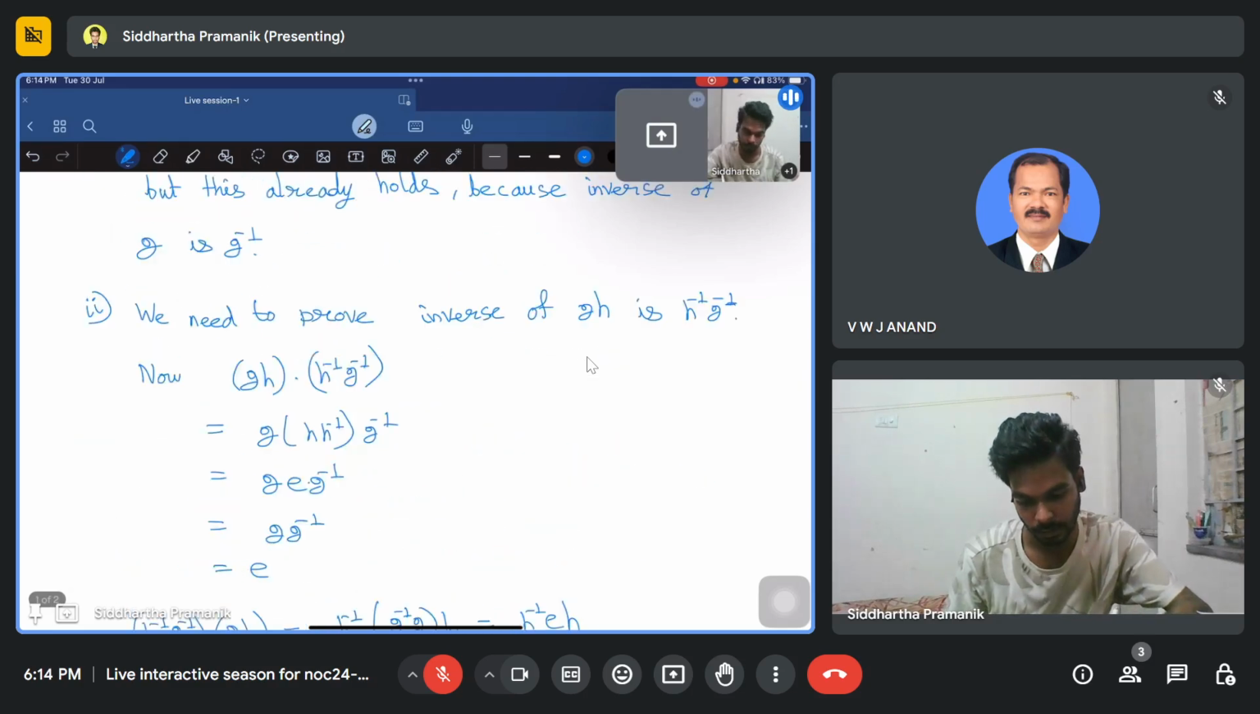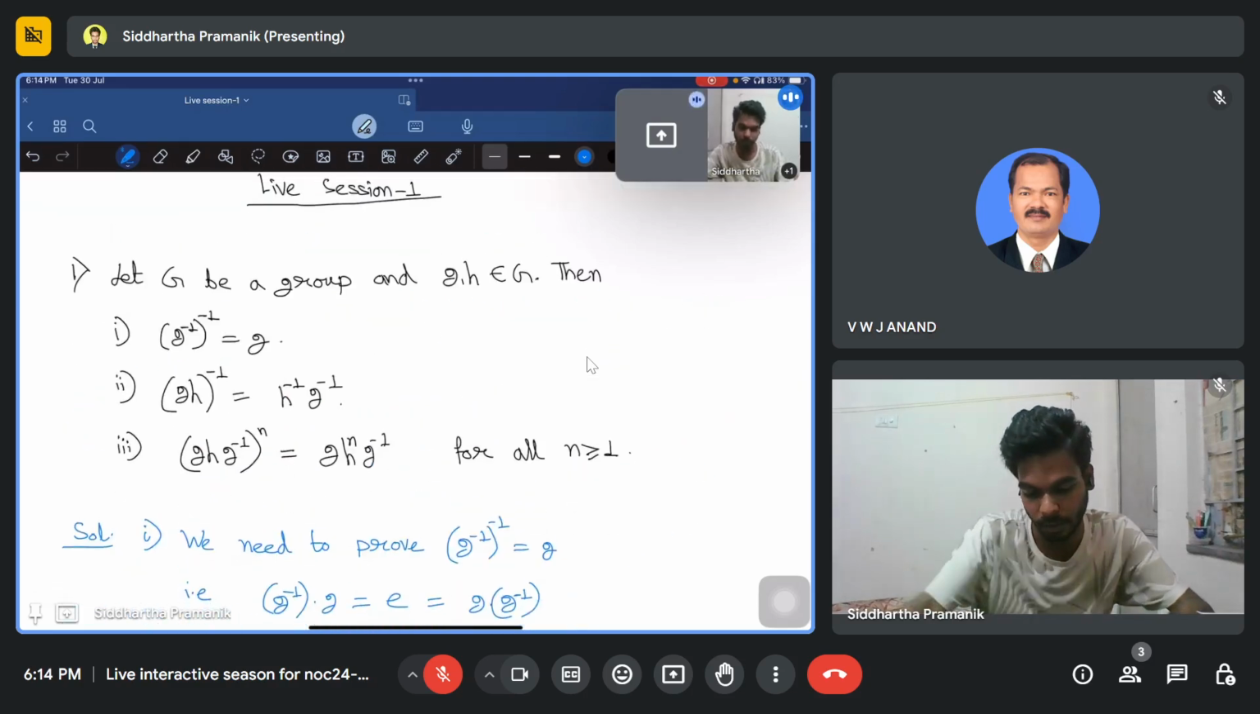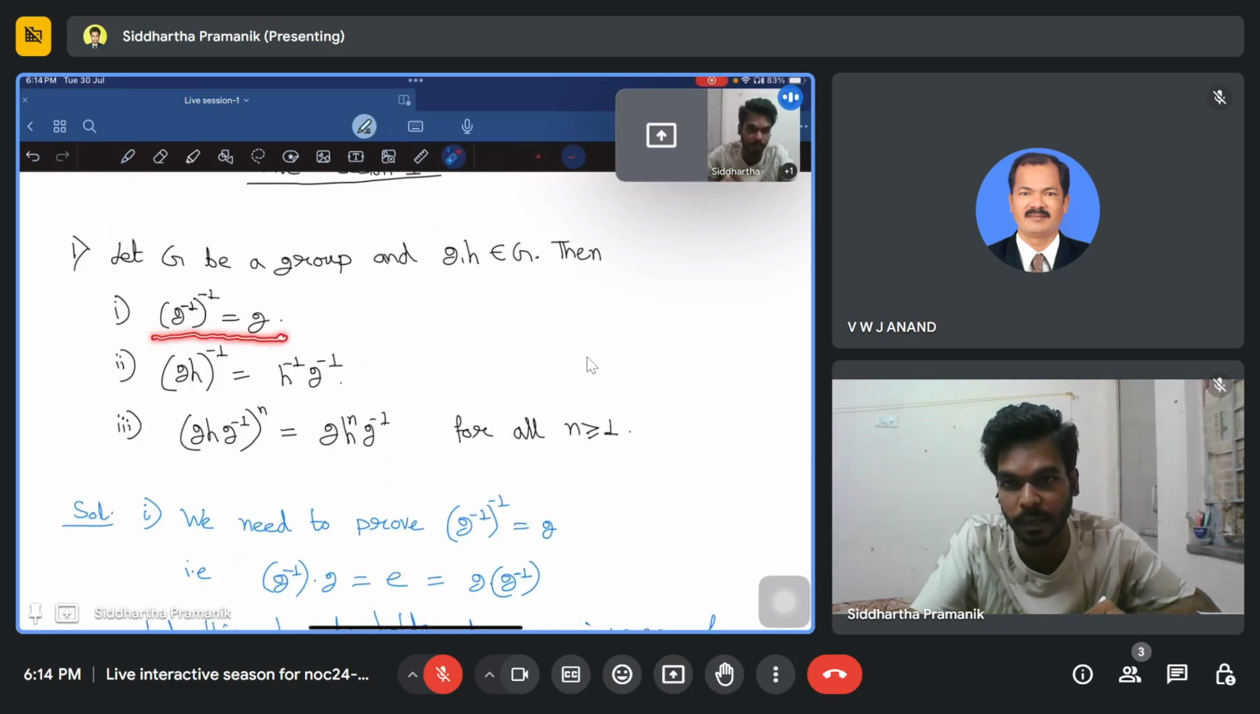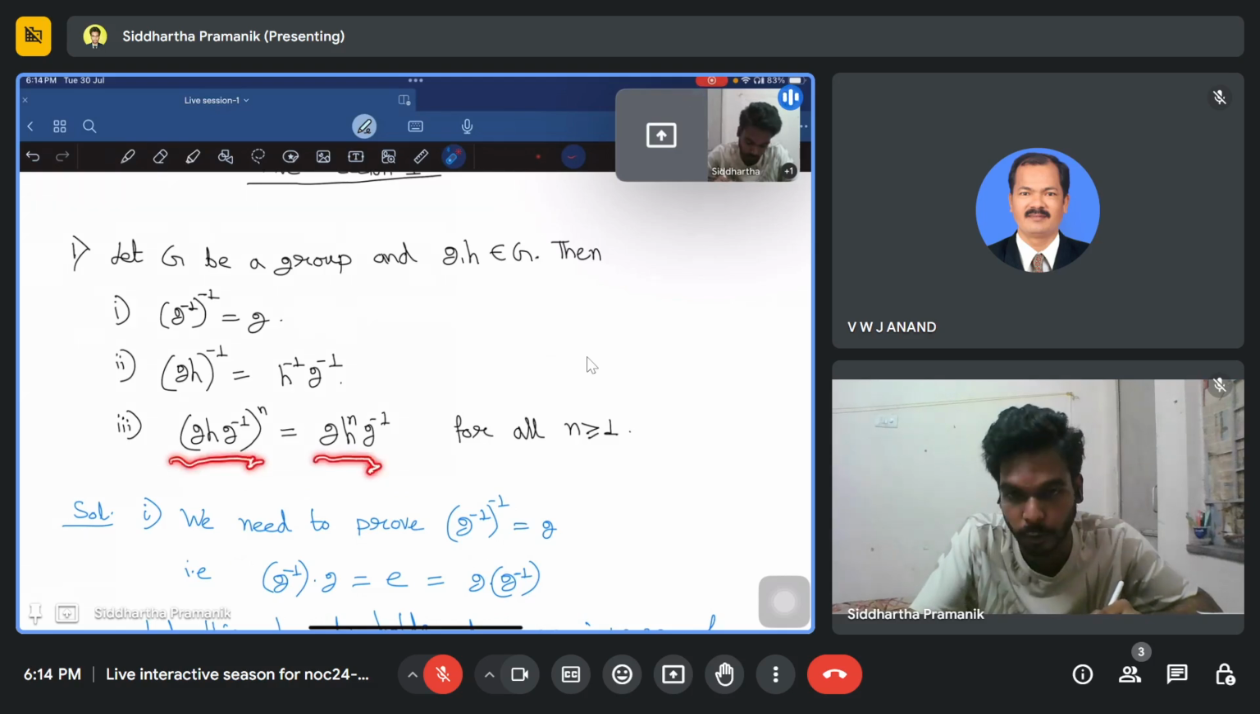So these three properties we should remember always. First one is, if we take the inverse of G inverse, that should be the same as G. Second is, the inverse of GH is nothing but H inverse G inverse. The third one is, if we take the nth power of G H G inverse, this is the same as G H^n G inverse. So these things will be used rapidly in other problems.